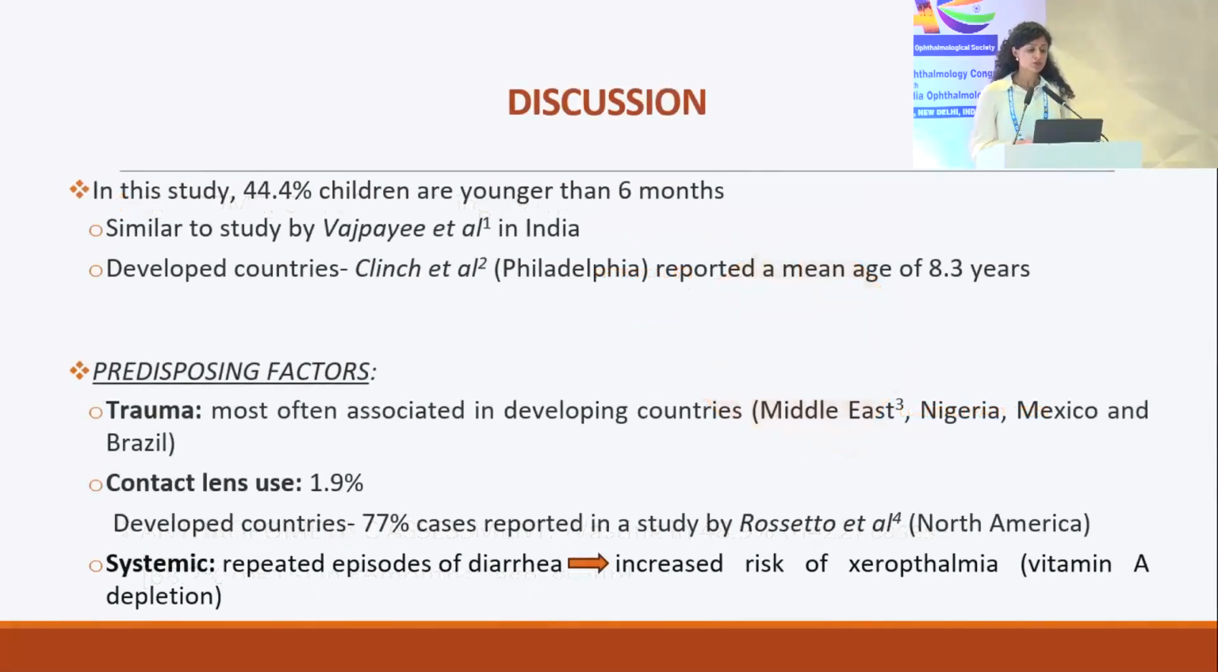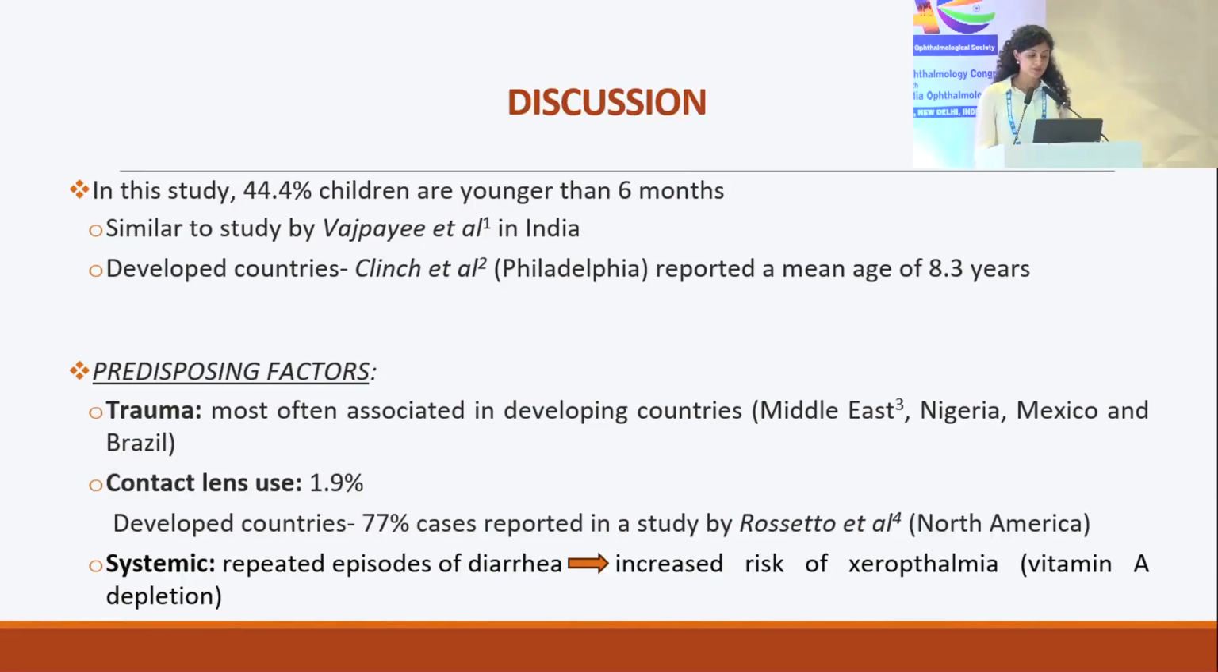Discussion. So in our study, 44.4% cases are younger than 6 months. This result is similar to previous studies which have been done in India, and this is in contrast to studies which have been done in the developed countries where the mean age is slightly higher. For predisposing factors, trauma is most often associated in developing countries as a risk factor. In our study, the use of contact lens was a risk factor in 1.9% cases. This is in contrast to what has been reported in developed countries where the use of contact lens is slightly higher.